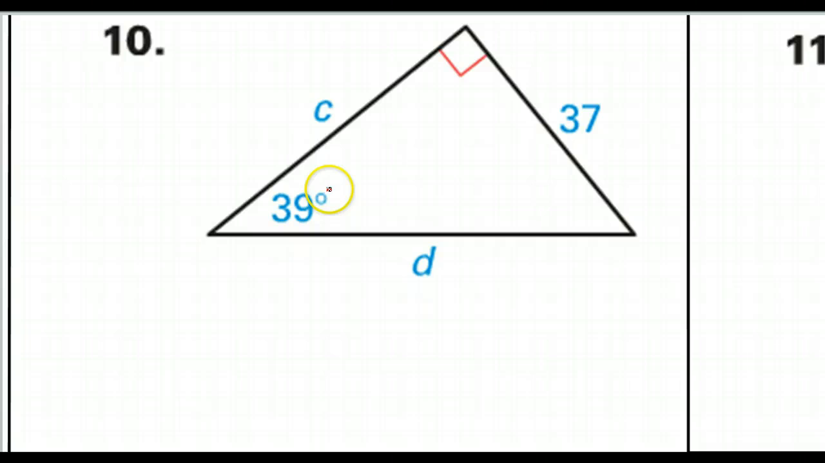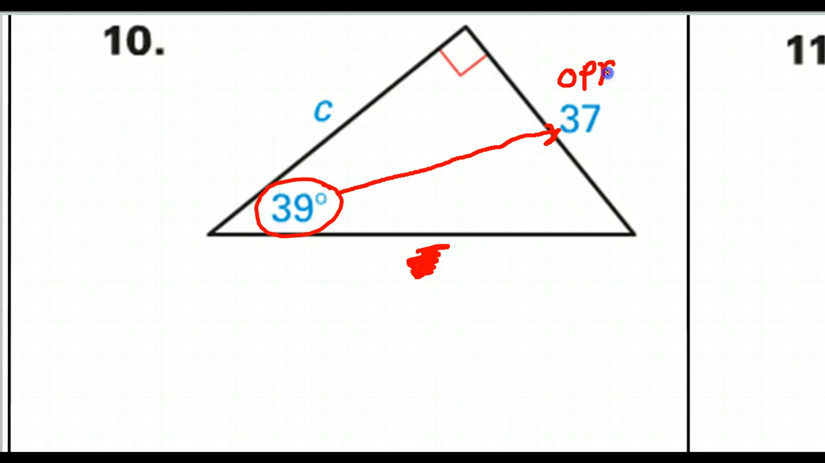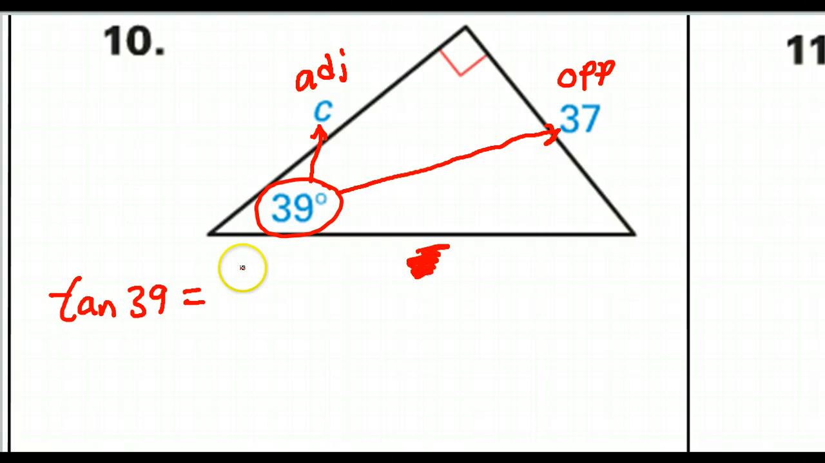Alright, look at number 10. Let's decide which trig function we're going to use. We got the 39, C and D. I'm just going to scribble out the D. Alright, so I've got C, and I've got this 37. 37 is far away, that's opposite. C is close by, and it's not the hypotenuse, so it is the adjacent leg. Opposite over adjacent. Once again, this is the tangent function. So tangent of 39 degrees is equal to opposite over adjacent, 37 over C.